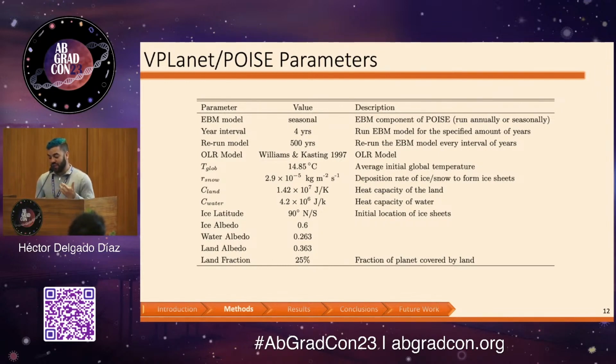We have the deposition rate of snow, that's from Earth's value. And then the heat capacity of the land, of the water, and the albedos, they all also come from Earth's value. Now the land fraction is similar to Earth. So we use 25% land, and the 75% is just covered by water.